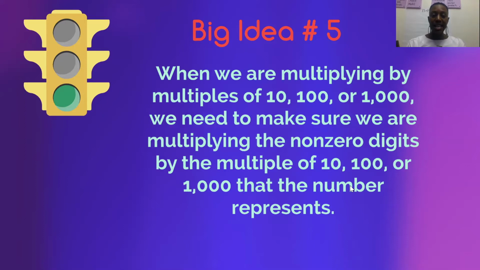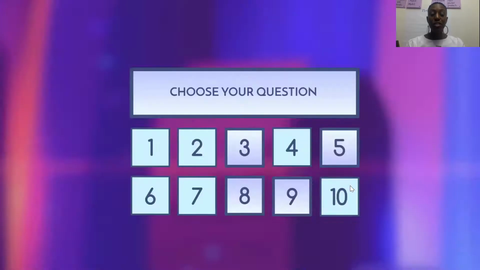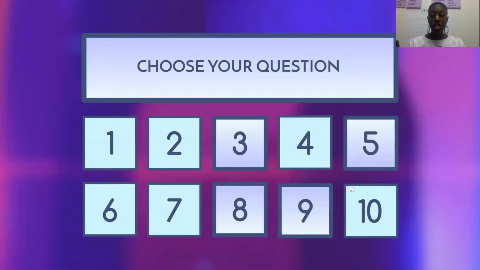And in our last big idea, when we are multiplying by multiples of 10, 100, or 1,000, we need to make sure we are multiplying the non-zero digits, or the digits with value, by the multiple of 10, 100, or 1,000 that the number represents. So let's practice that big idea today, because we've started multiplying 2-digit numbers that were both multiples of 10. So we want to continue to sharpen our muscles. All right, which door will you choose?